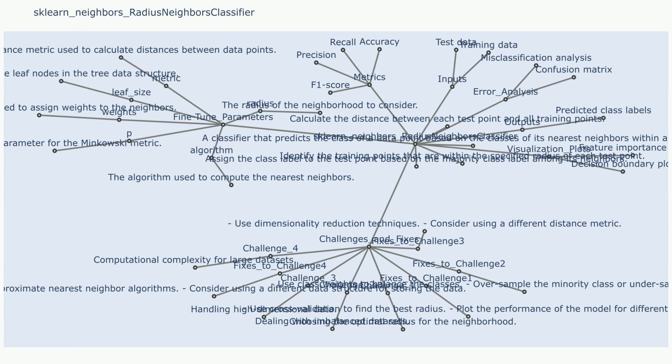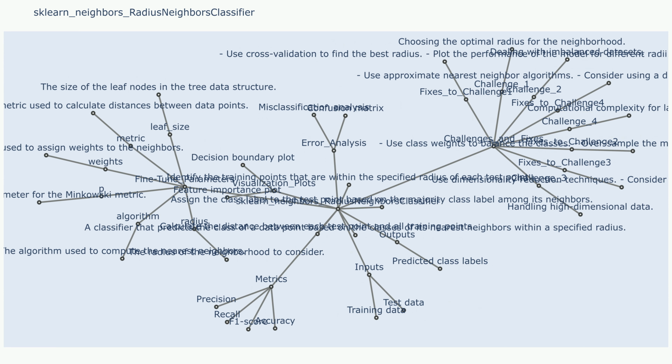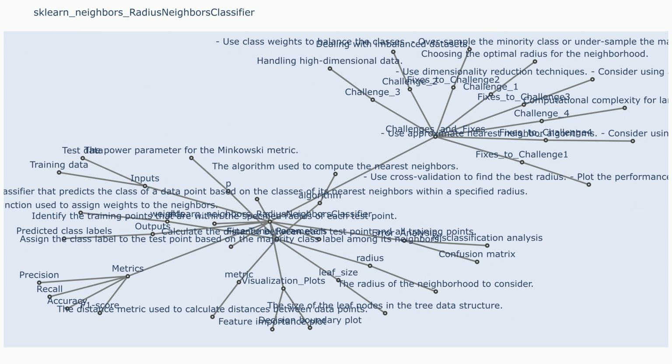Challenges and fixes. Challenge 1: choosing the optimal radius. A radius that is too small may result in few neighbors, leading to inaccurate predictions. A radius that is too large may include irrelevant neighbors, also leading to inaccurate predictions.